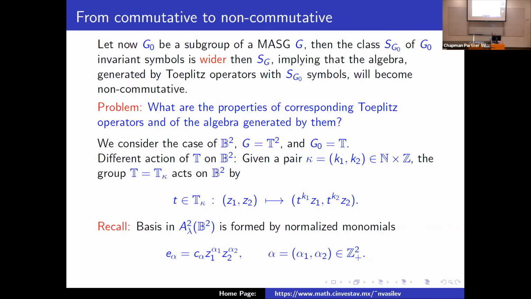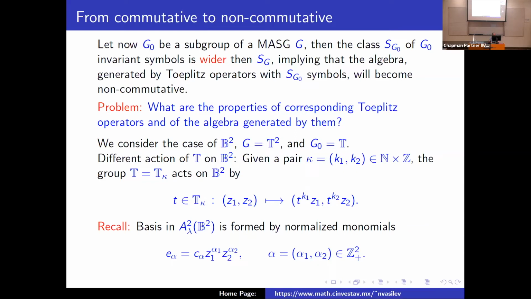Consider a maximal abelian subgroup G and its subgroup G0. And then we consider the class S G0 of symbols that are invariant under the action of the smaller group. Of course, this class is much wider than the class of symbols invariant under the bigger group. So the algebra will be much bigger and will not be commutative. What's the problem here? What are the properties of the corresponding non-commutative algebra and the corresponding Toeplitz operators?